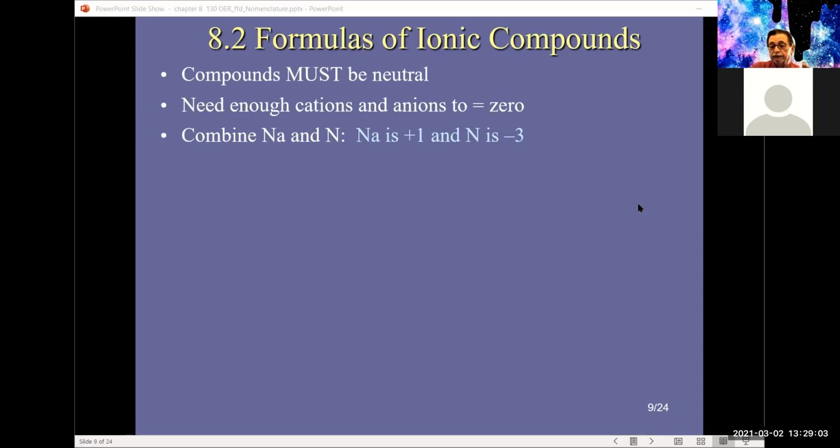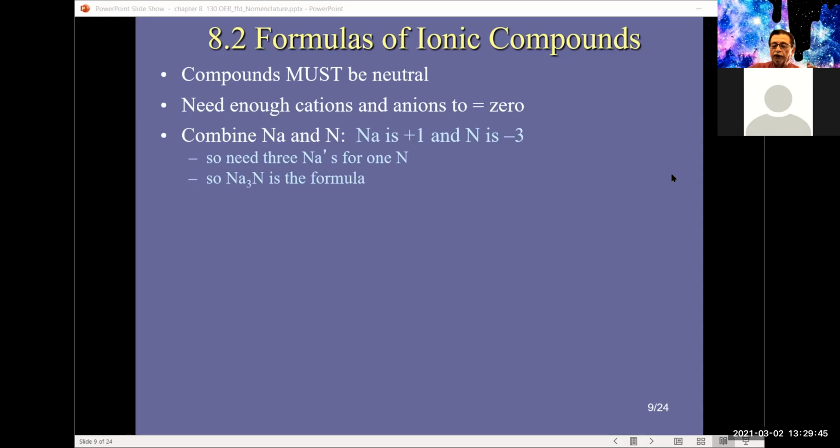Nitrogen is in group 5. It's a nonmetal. It's going to pick up 3 electrons. Therefore, it has a -3 charge. And so now I'm going to put the sodium ion and the nitride ion together, but I have to put them together such that they equal 0. So you can see that I need 3 positives to cancel the -3 of the nitride. So that 3 becomes the subscript. So the formula would be Na3N.